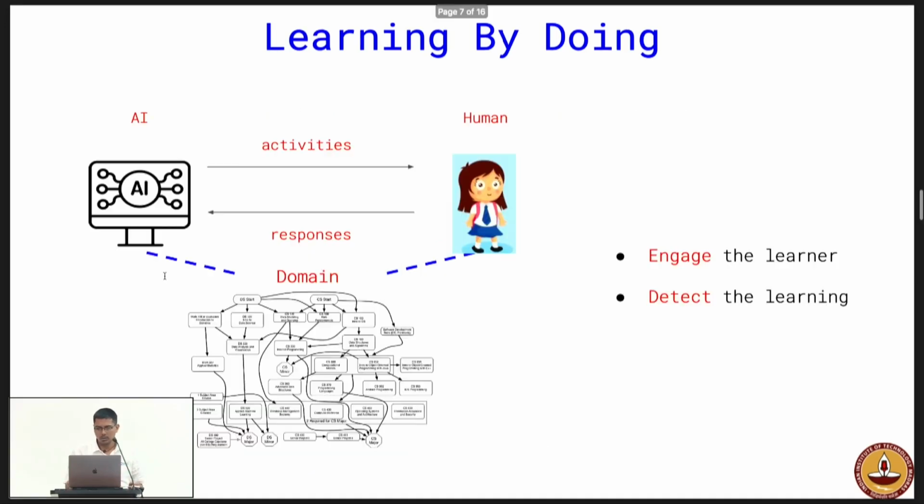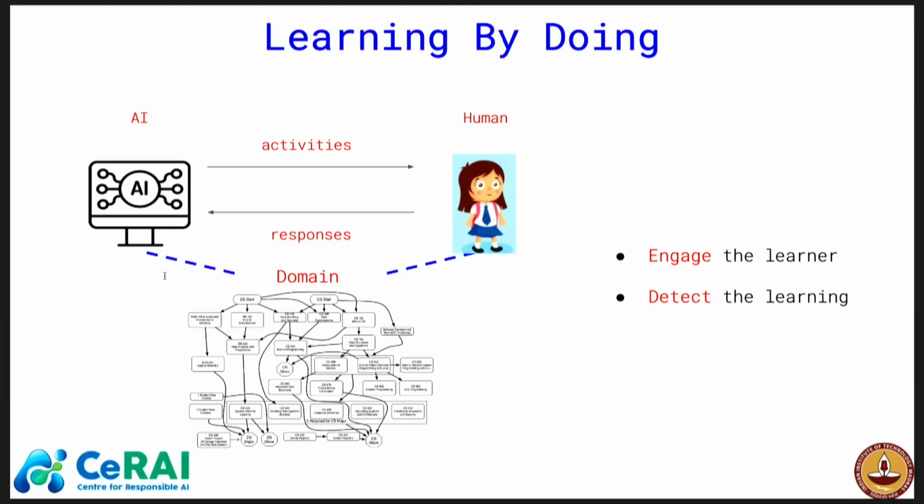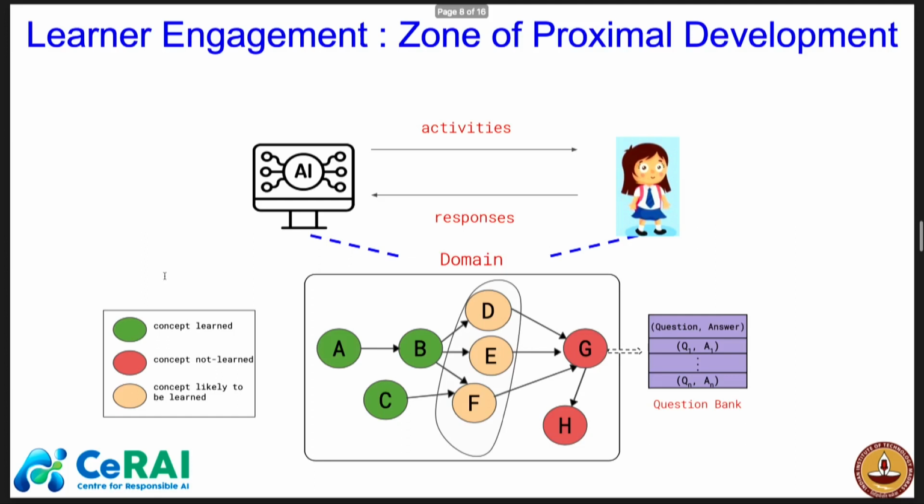The critical thing here is that you have to engage the learner, and as the learning happens, you have to detect that the learning has happened. Otherwise you would just be repeating the same lessons. Now I'm not going to go into the total details of the algorithms, but I'll give an overall idea of what happens.